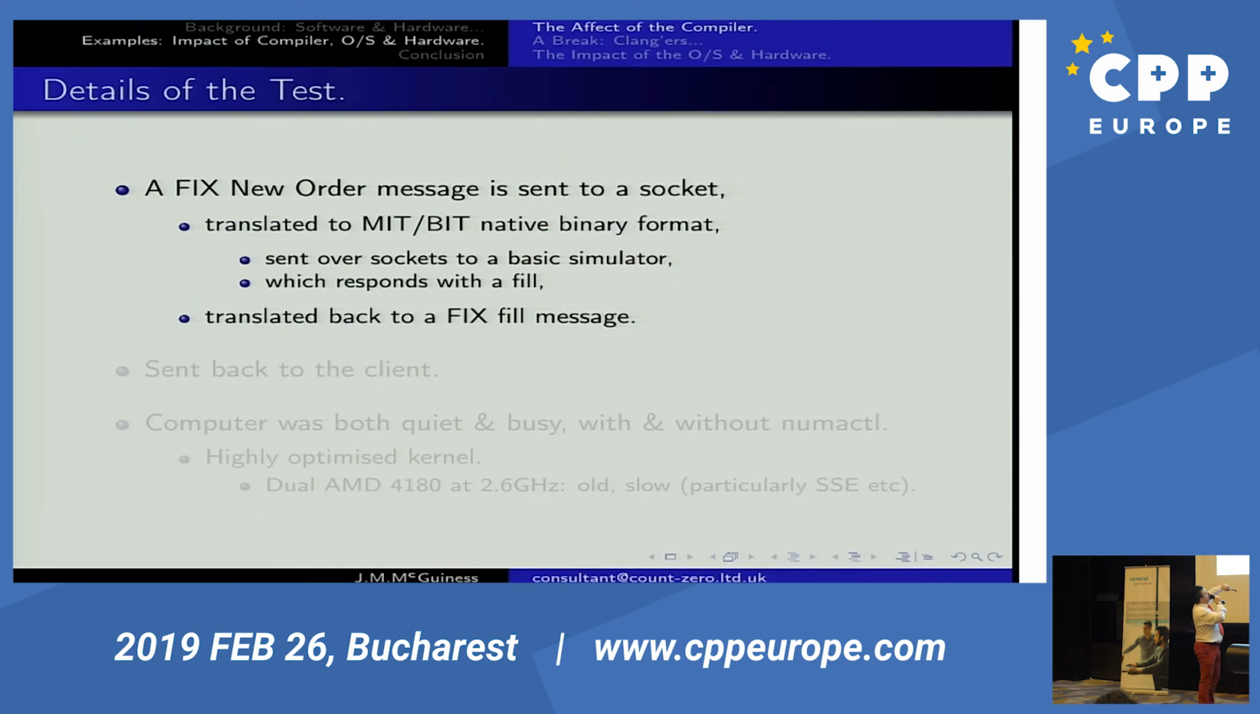So the client sends a message, the translator translates it. We've got a simulated exchange that sends a response, we translate it back, and the client receives the response. All in quotes.